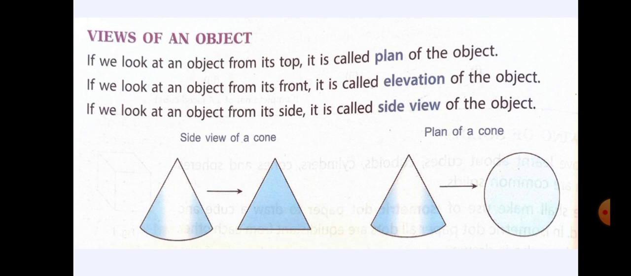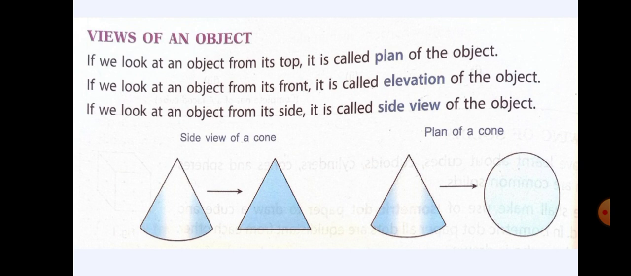Views of an object. If we look at an object from its top, it is called the plan of the object. When any object is given to us, if we look at that object from its top, that is called its plan. If we look at an object from its front side, that is called the elevation of the object. Front view is also known as elevation.